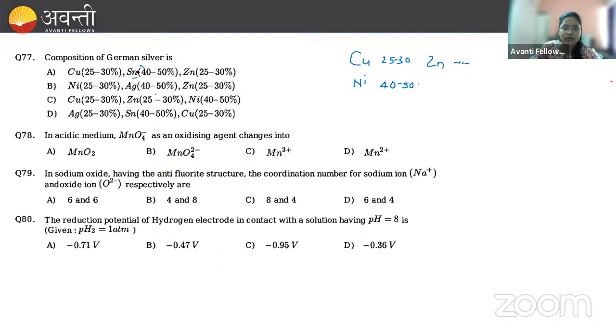This one has tin, so it is not correct. This is Ag, not correct. This is again Ag, not correct. So copper, zinc, and nickel, that is our German silver.